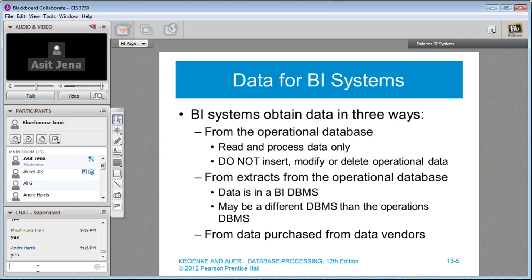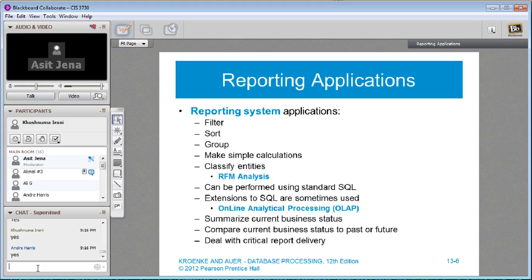So how do we get data from the operational database into the BI system? Read and process data only, extracted from the operational database. And again, I've already told you how you get the data. One of the things I think you have talked about is SSRS.